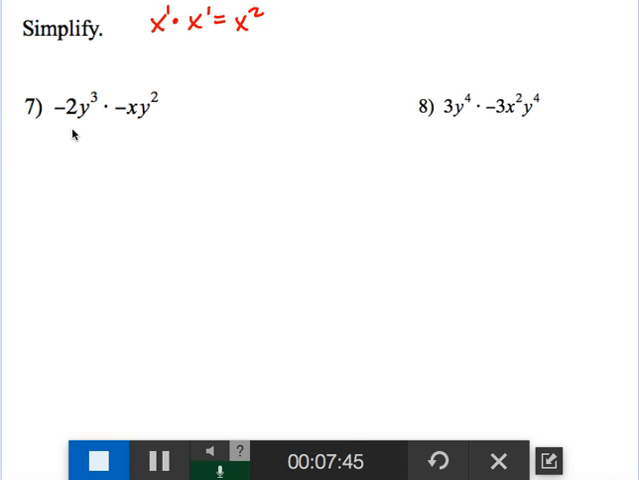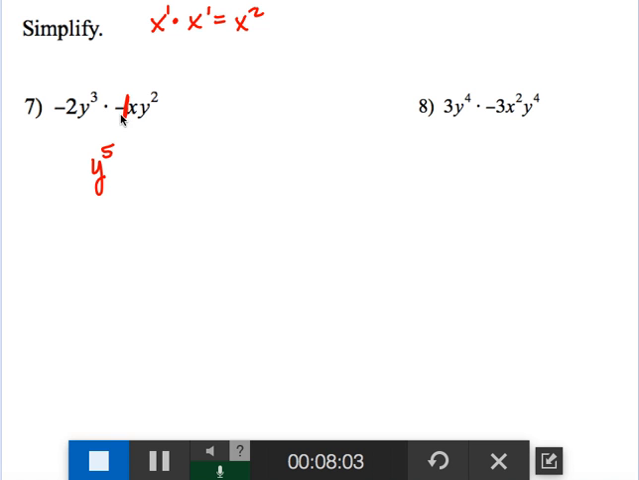So in number 7's case, you have a y cubed here and a y squared here. So you know that your y is going to be y to the 5th because 3 plus 2 is 5. See how you don't have any more x's? It's just that x there. That's like a negative 1.